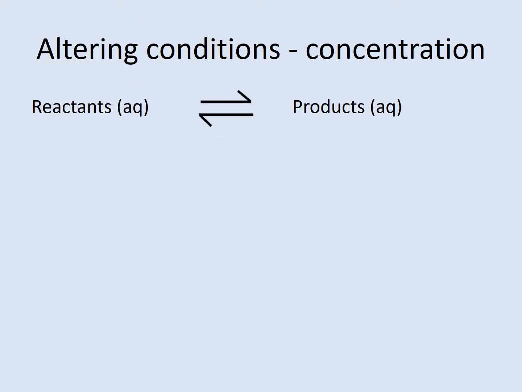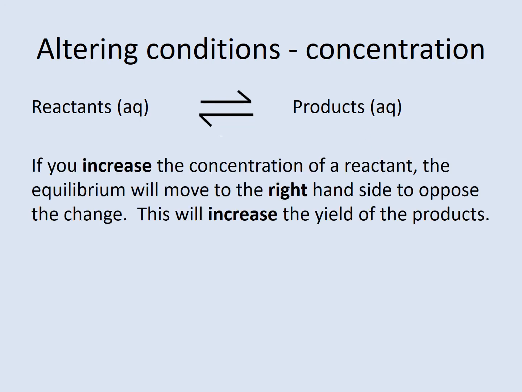Okay, so the first thing we're going to look at is concentration. Now, concentration really only applies to solutions, all right? So therefore, you're going to have your reactants, which are going to be a solution, and products, which will be a solution. So if you increase the concentration of a reactant, the equilibrium will move to the right to oppose the change. This will increase the yield of the product.